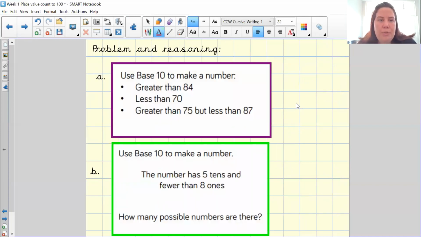There are also a couple of reasoning problems that you can work through. If you are finding these tricky, these are ones that you might want to work with your brothers or sisters or your mummies and daddies to give you a bit of support. Okay. And again, you will use your part whole models and your place value grids.